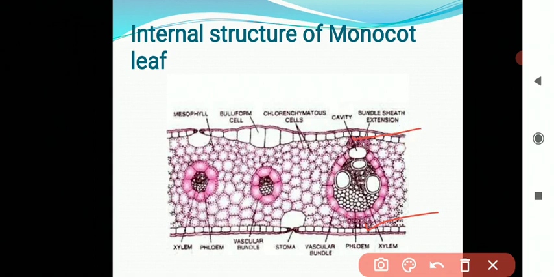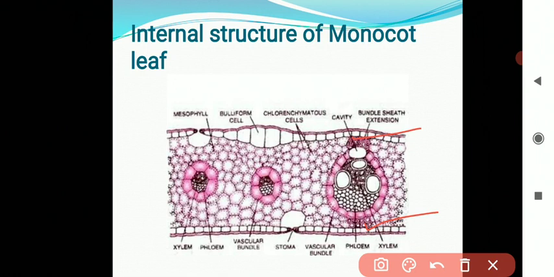Then there is a presence of sclerenchymatous tissue. Now this sclerenchymatous tissue provides mechanical support to the leaf lamina, and it conducts the food material, water and inorganic substances. Now this is regarding internal structure of monocot leaf.